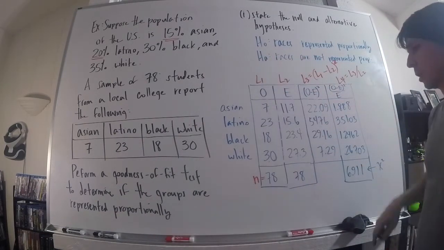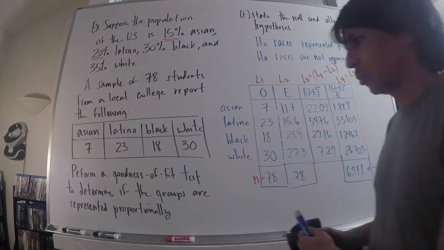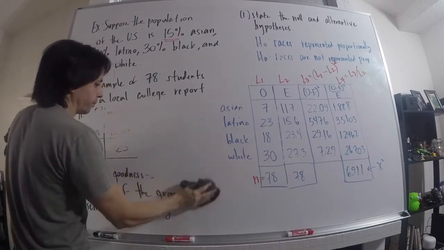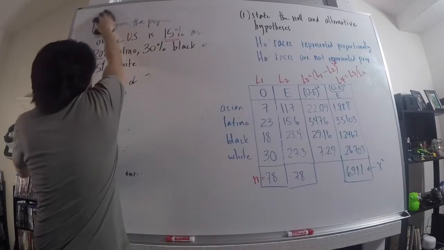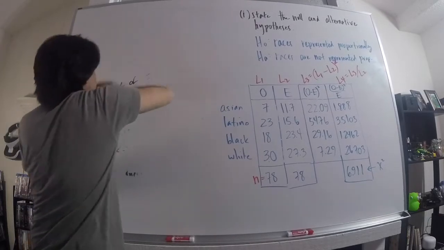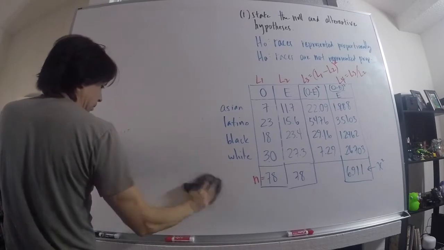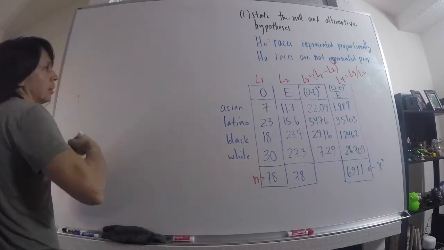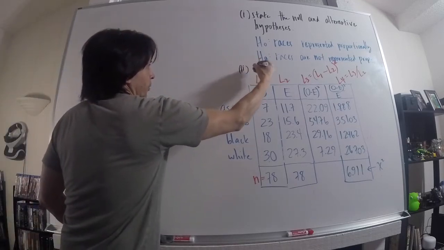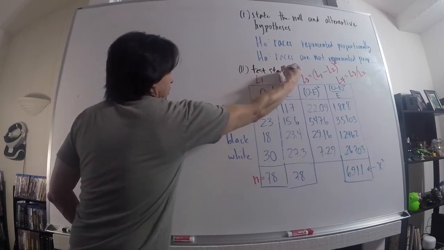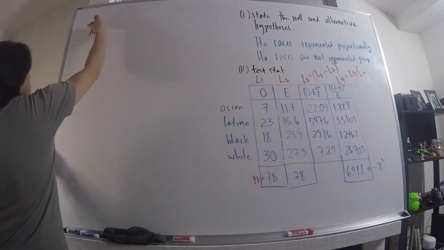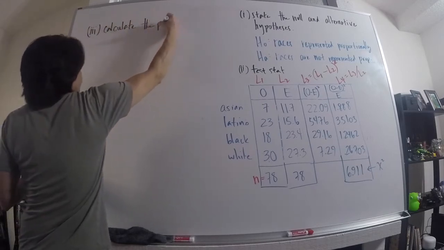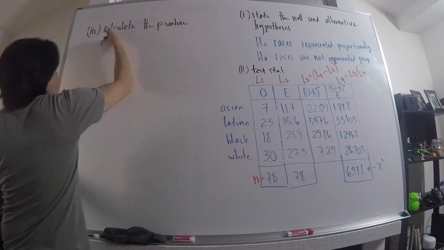Calculate the test statistic. We are going to go to step 3, which I need room for. I'm good with this. I got all the information that I need over there. So 2 was test statistic. 3, calculate the p-value of that test statistic.